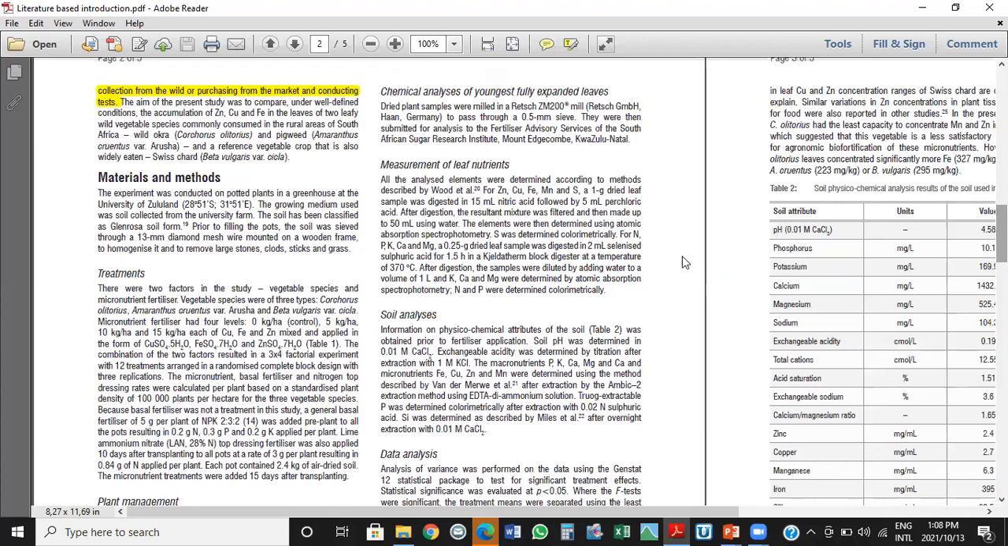No matter how they come, I will give you a number of papers, but you will notice that they are always there. And together with them is the aim, like you see there: the aim of the present study was to compare under well-watered conditions the accumulation of zinc, copper, and iron. But in most cases, people jump straight to the objective and do not state the aim. If they do state the aim, they will still state the general aim and then the specific objectives.